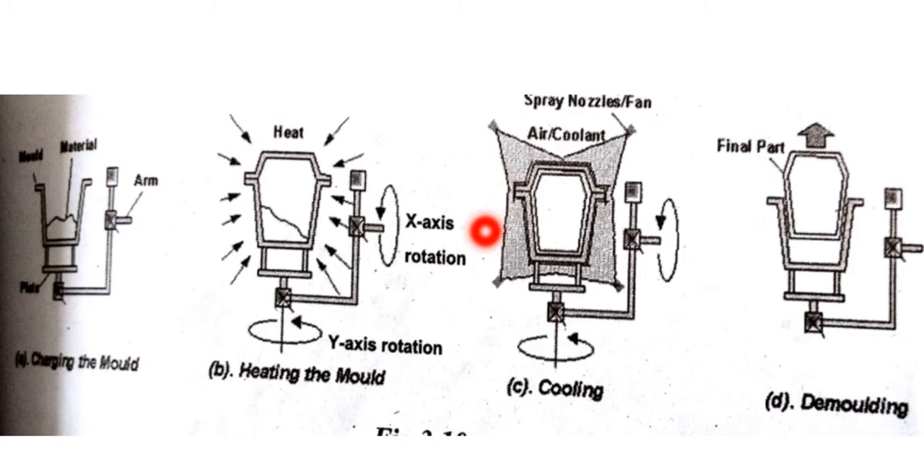Third, after heating, now a cooling process is required. So either cooling is done by spraying the coolants through the nozzles, or by means of the fan, or by natural circulation of the air. You see here, these are the various ways to cool the heated mold. So this is the cooling process.